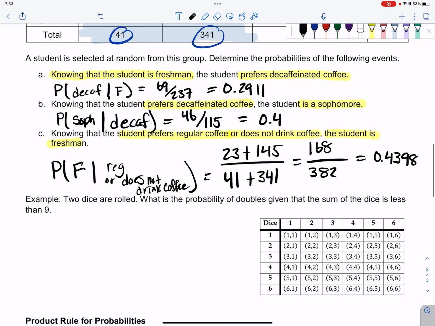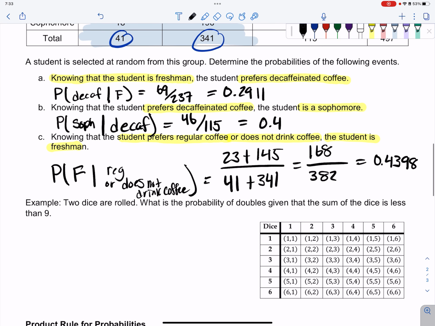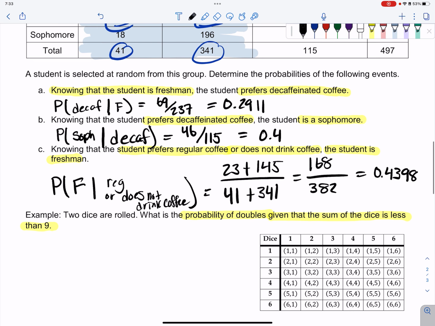So we have one last problem here to do an example for, and it's rolling 2 dice. And we want to find the probability of doubles given that the sum of the dice is less than 9. So probability of doubles given that the sum is less than 9.